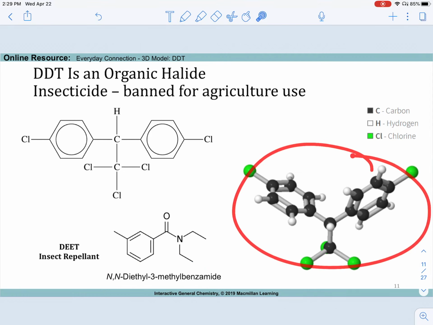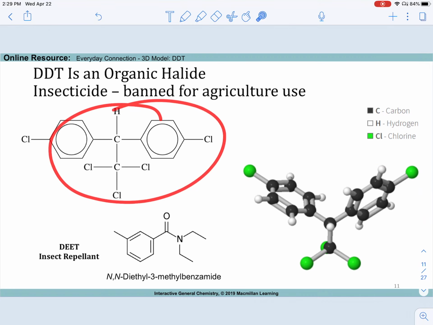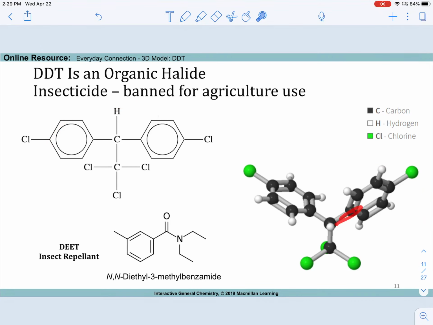This is the ball and stick of this compound here. Kind of shows you the geometry and shows that these are flat benzene rings. And this is our tetrahedral center here for the carbon. So there are some examples. That's an example of an organic halide.